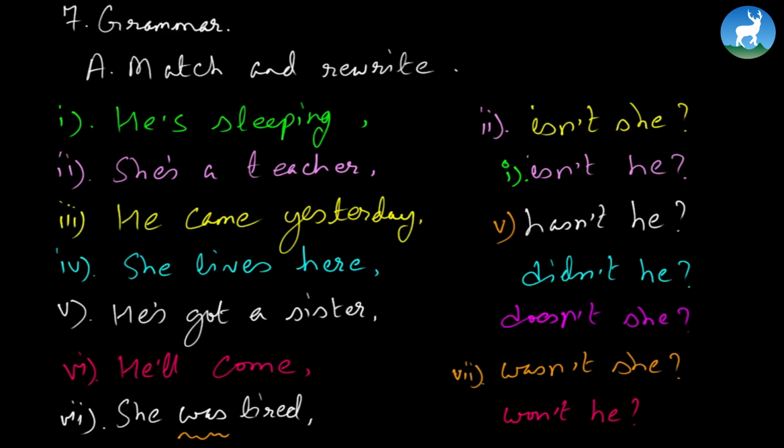This is how you can do this match and rewrite. And once you match the whole thing, the rest you can do in the classroom. And once you match the whole thing, again rewrite it like this. For example, he is sleeping, comma, isn't he? See, this is how you do it again in the copy. All right, let's move further. Again, here we have a question tag now.